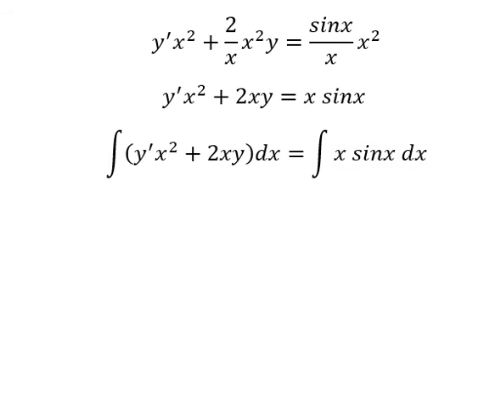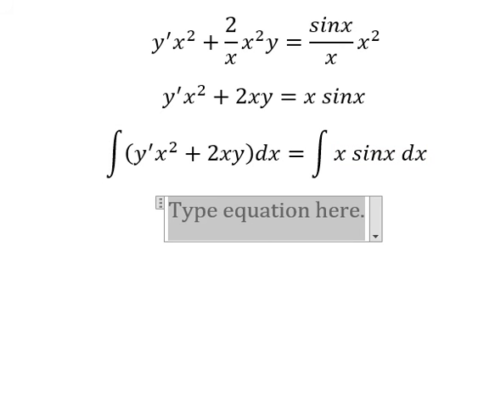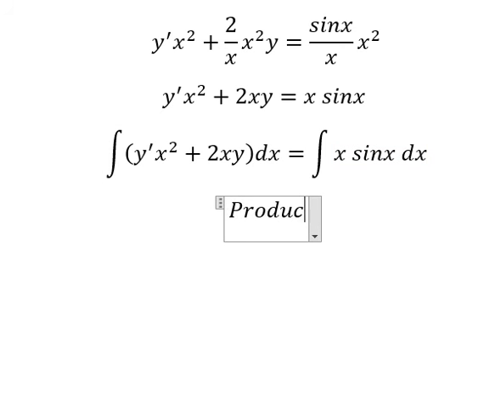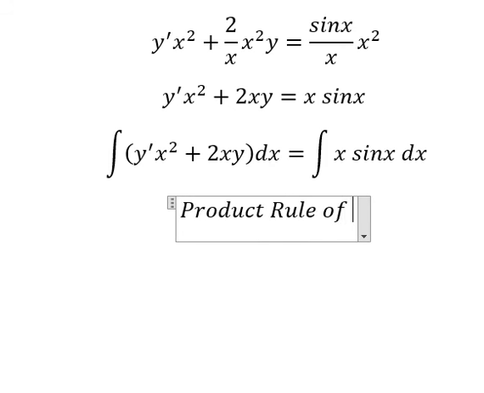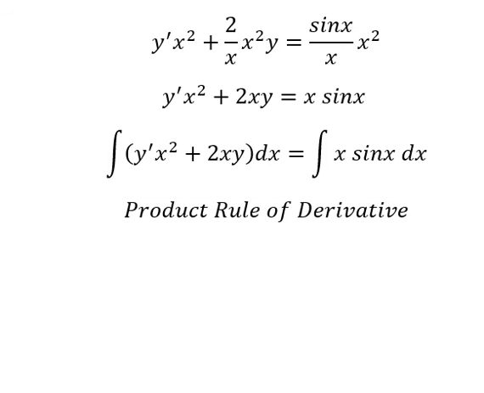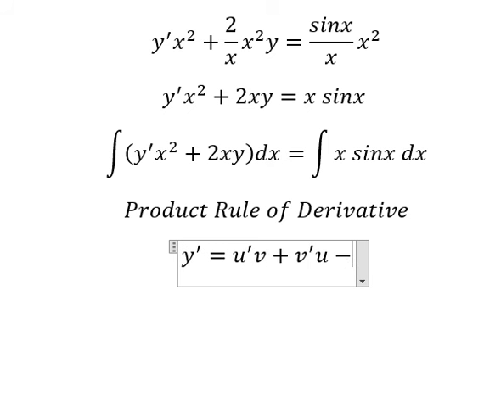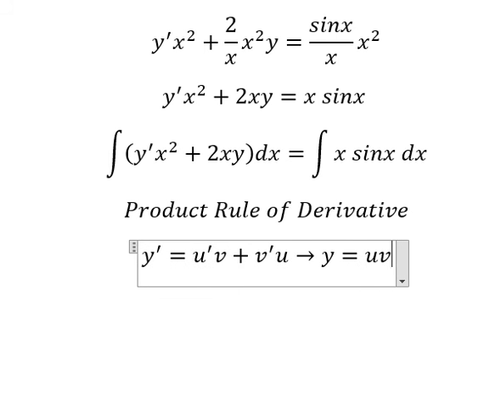Now we can apply the product rule of derivative. So we have the first derivative of y equals the first derivative of u multiplied by v plus the first derivative of v multiplied by u. So if we do this integration, you get y equals uv.